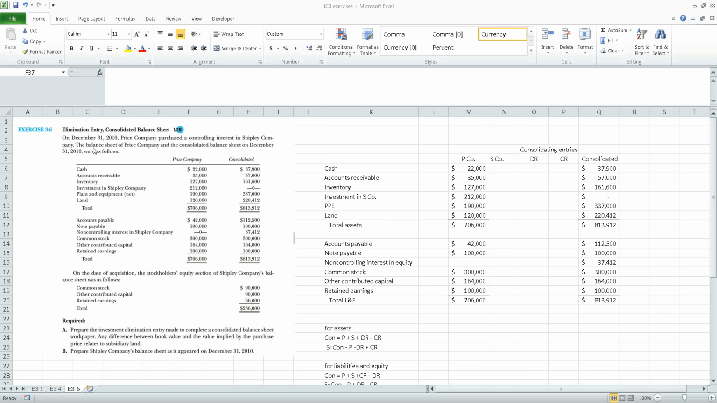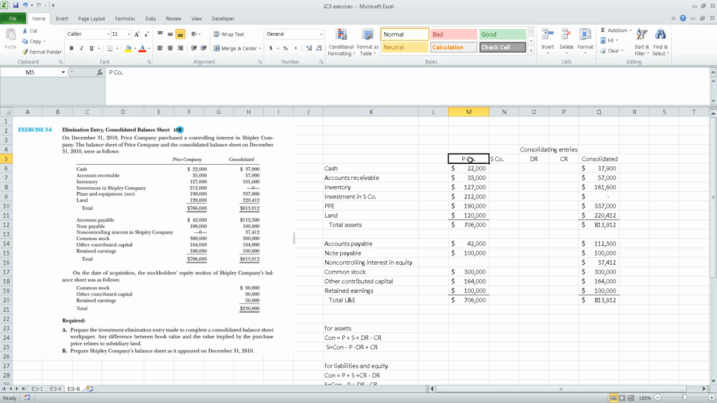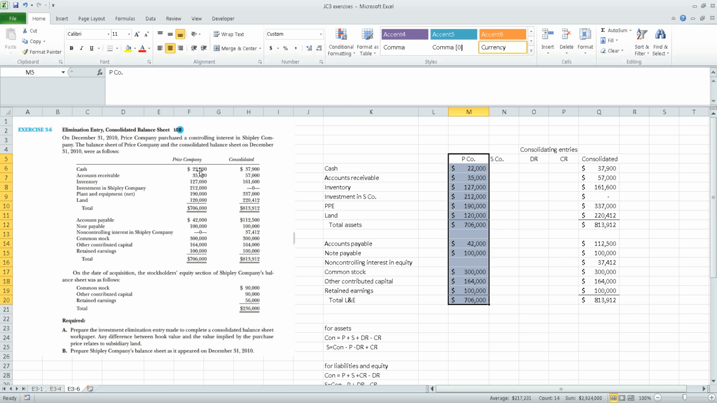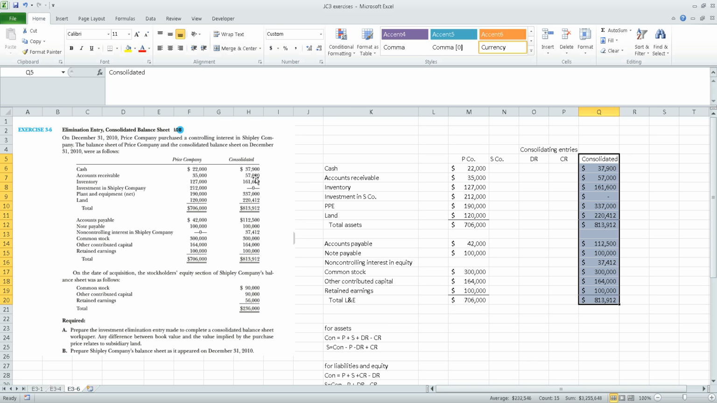What we're given is the balance sheet of Price Company immediately after the acquisition. That appears in this column. And we're given the consolidated balance sheet on December 31st, 2010 after all the consolidating entries were made. So in terms of the consolidating worksheet, which is depicted here, we're given the parent company balances here, which come from this column. And we're given the consolidated balances here that come from this column.